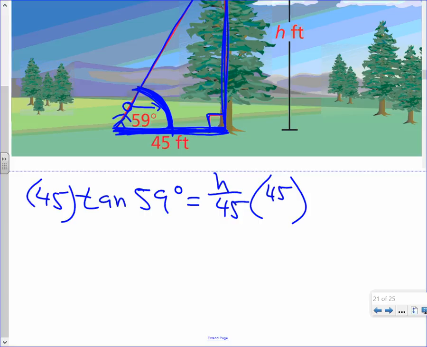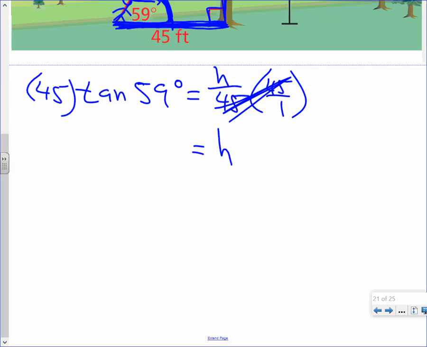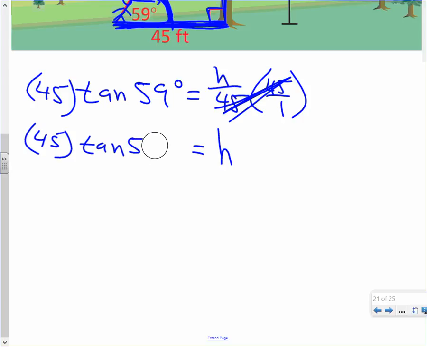Okay. 45 is the same as 45 over 1, so look at this, it cancels out right here. So I have H, that's the height of the tree, equals 45 times the tangent of 59. Now remember, the tangent of 59 degrees is some eternal ratio. It's some ratio that never changes. And your calculator knows what that ratio is. So I'm going to type all this in my calculator.